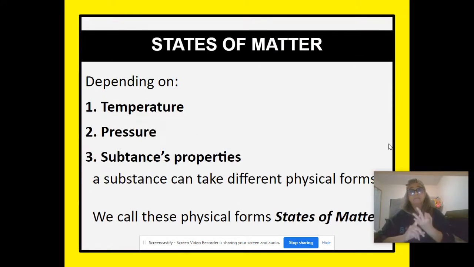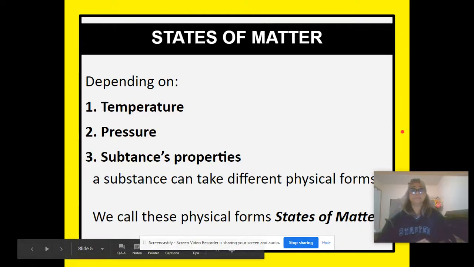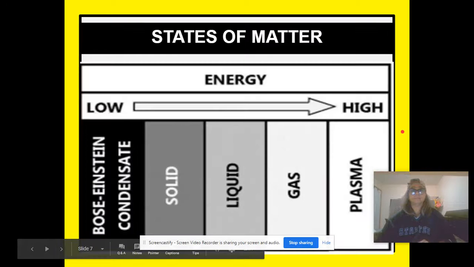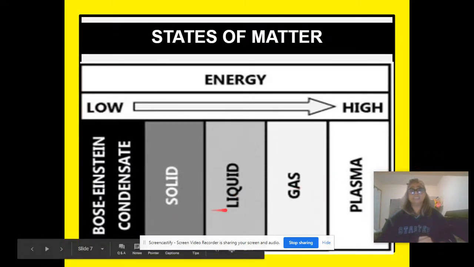Now, depending on three things, that would be temperature, pressure, and the substance properties, a substance can take different physical forms. We call these physical forms states of matter. Now, you're most familiar with the solids, the liquids, and the gases. But there's also the plasma, the fourth state of matter, and the fifth one, the BECs, or the Bose-Einstein condensates.